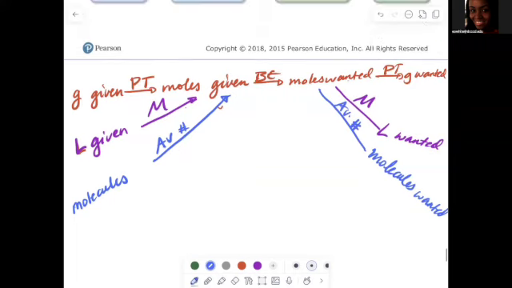The one we also did in lecture that kind of took a different turn will be from grams given to kilojoules. That one kind of detours here in the middle, so that'll be kilojoules wanted. So essentially, you'll be going from the left and then going over here like that. Okay.